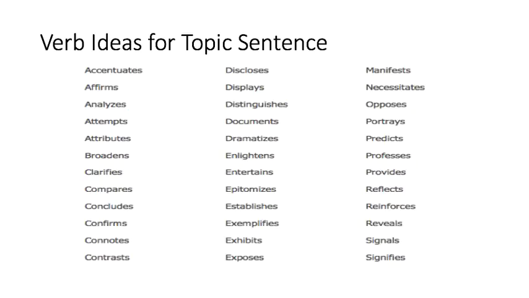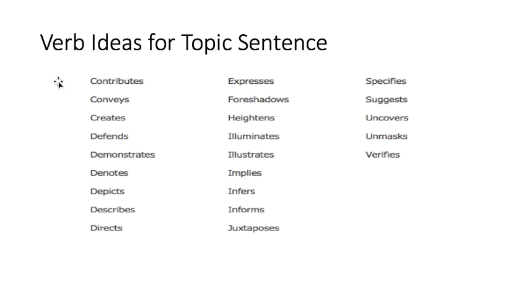Last but not least, here are some verb ideas for your topic sentence. So this is a list that you can use. You don't want to repeat the same verb in every single topic sentence. So remember, you're going to have 5 total topic sentences in your piece. You don't want to use "establishes" every single time, or you don't want to use "displays" every single time. There's a lot of options. So here's one part of the list. Here is the second part of the list.